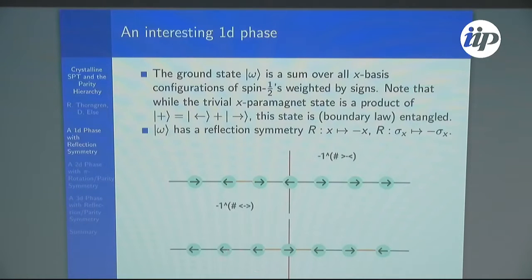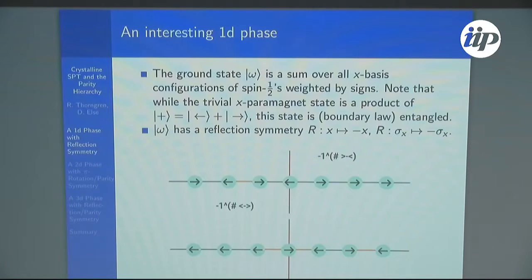This is a reflection of this state here. And now we have 3 bonds that contribute minus signs, so left-right on the left side, right-left, right-left on the right side. So it's actually reflection invariant, which is kind of hard to see from the definition, but I'll be able to prove it for you soon.